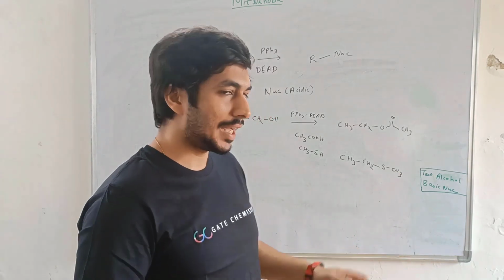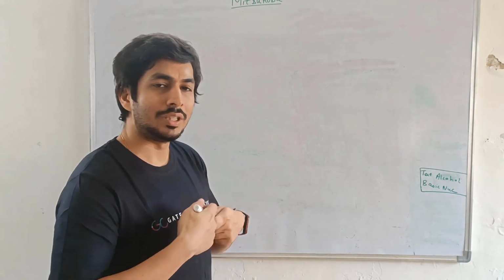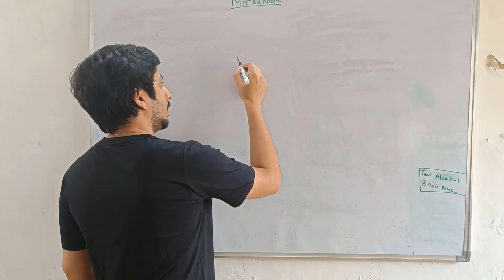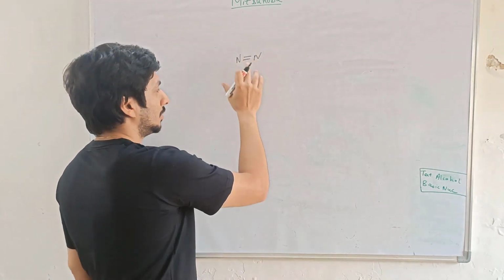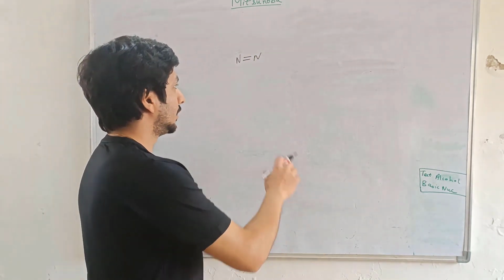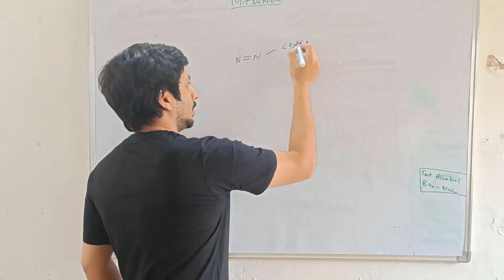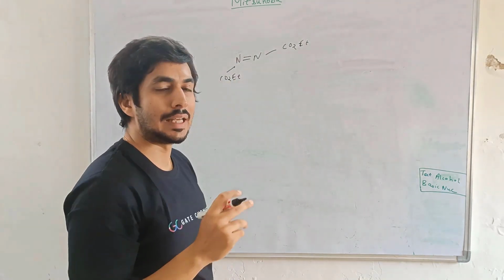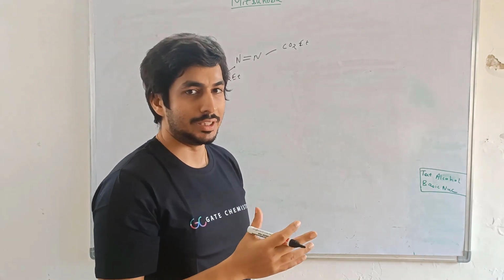Now let's try and understand the mechanism of how exactly it works. Before we understand the mechanism, let's talk about DEAD. DEAD is nothing but an azo compound. You might have heard about azo compounds. This is the basic core structure of an azo compound, and for DEAD we have two ester groups attached over here, CO2Et, CO2Et. So DEAD stands for diethyl azodicarboxylate. That is the full form of DEAD.